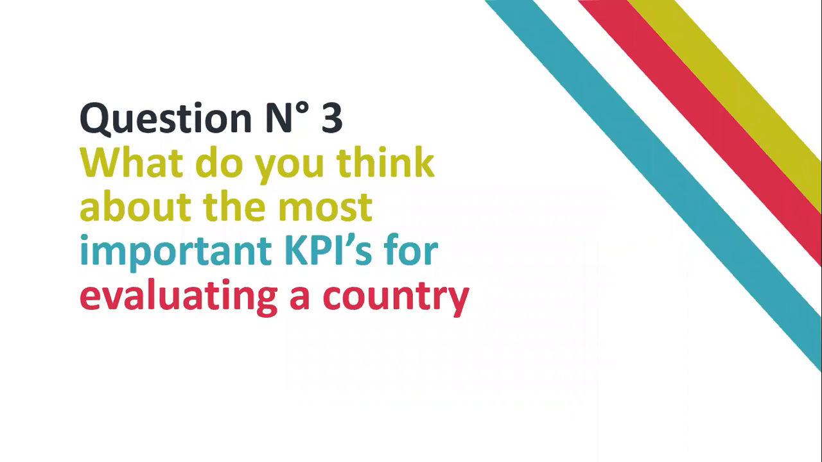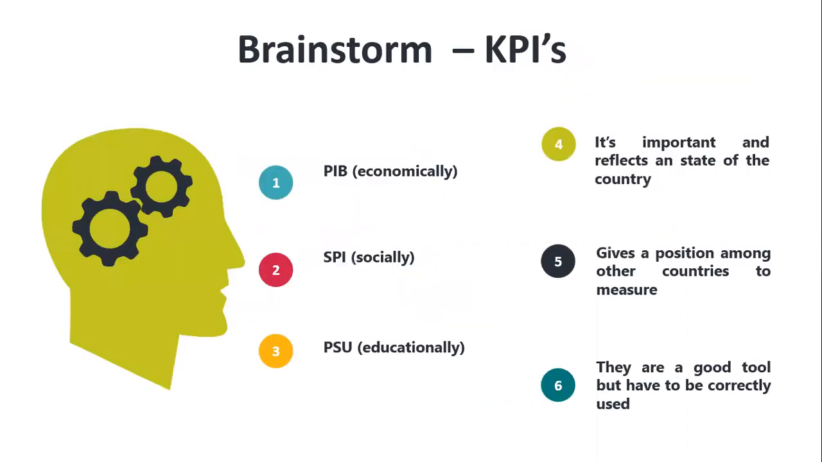Then we have question number 3: what do you think about the most important KPIs for evaluating a country? Well, I made a brainstorm about this, and some of the most important KPIs are the GDP, economically, that shows how productively the country is growing. The SPI, that is social, that determines how the people that live in the country are, if they are happy or unhappy, if they have work, if they are employed, how many poor people are in the country, etc.